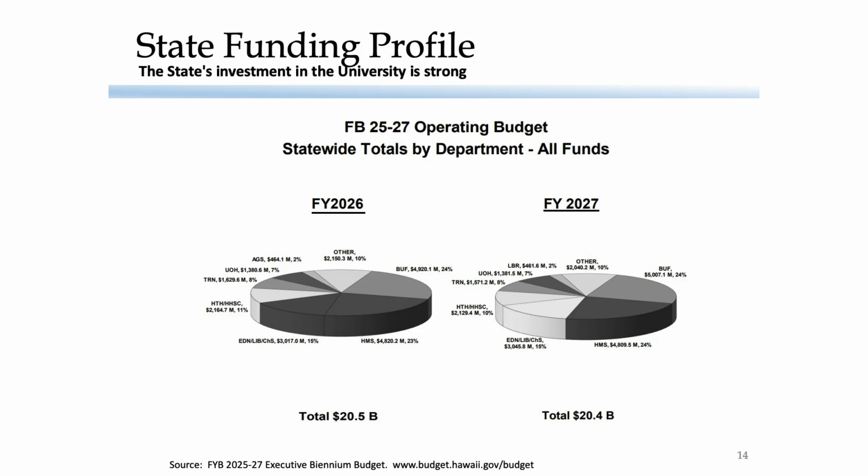Let's stay with the state for a little bit and look at just how generous the state is in supporting the University of Hawaiʻi or higher education or public education in general in Hawaii. This graph here shows you for the current biennium how the entire $20.5 billion or so of state tax revenues is distributed across all the different departments.